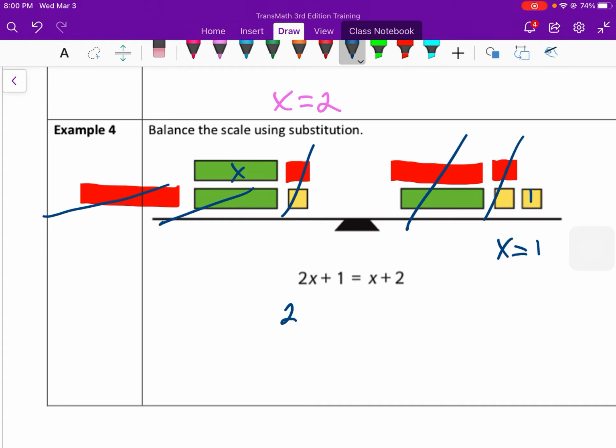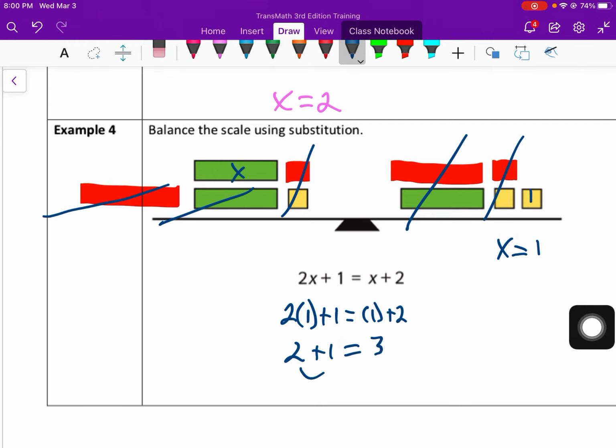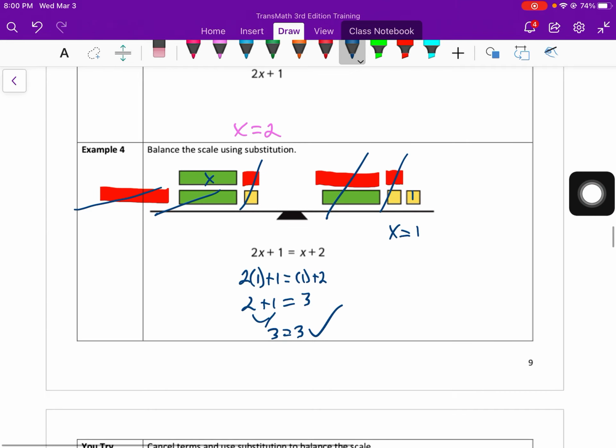Let's substitute it and check. So it's 2 times x. X is 1. Plus 1 equals 1 plus 2. 2 times 1 is 2 plus 1. On the right, we have 3. 2 plus 1 equals 3. Okay, good. Yes. So we balanced the scale, the equation, using substitution, and we verified. When x is 1, these two expressions or equations are balanced.